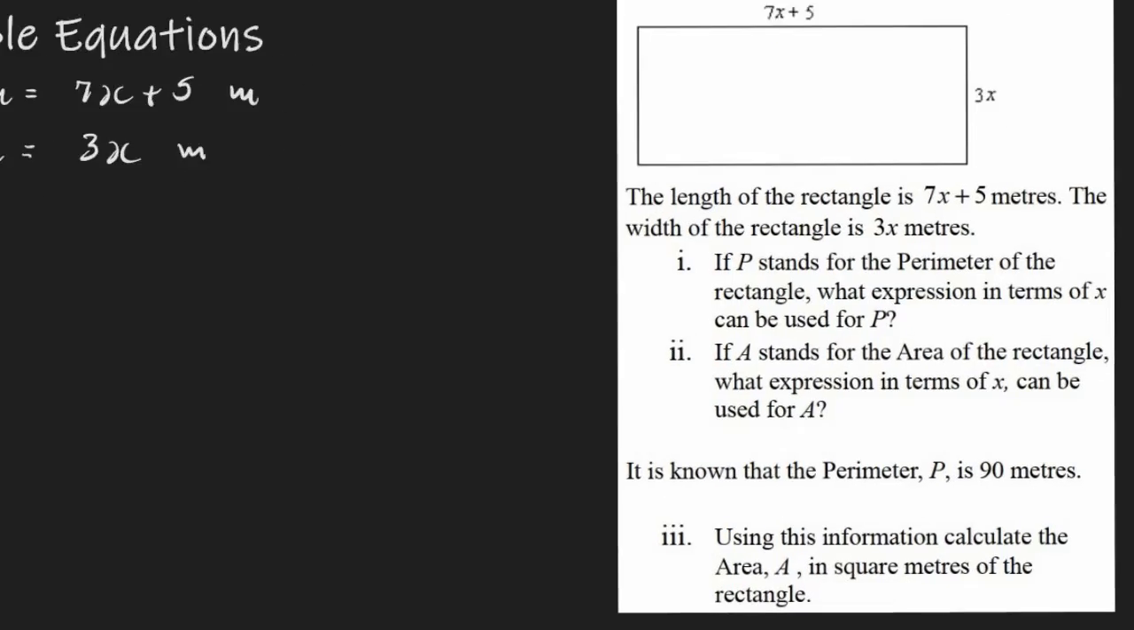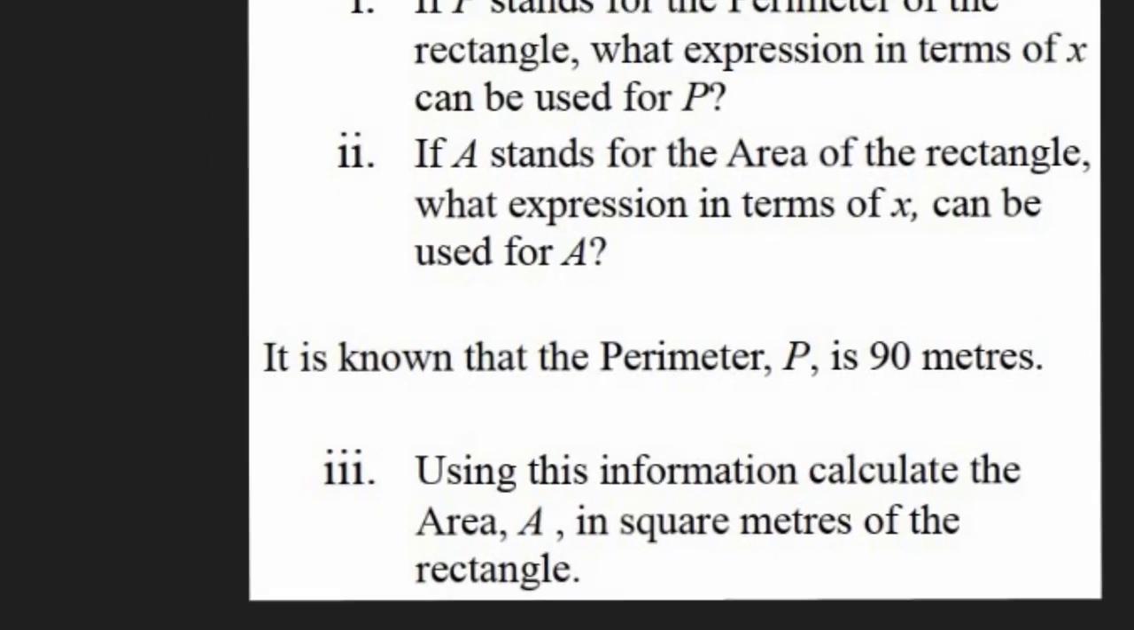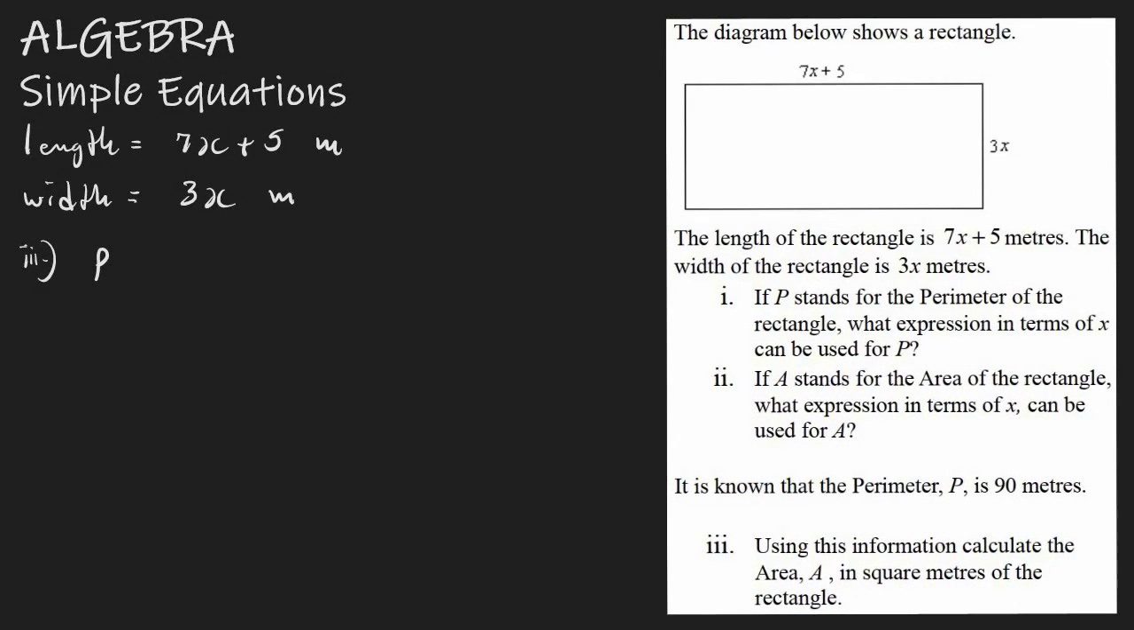Part 3 of the question. It is known that the perimeter P is equal to 90 meters. Using this information, calculate the area A in square meters of the rectangle. Well, we're given that P is equal to 90 meters. Recall, P is equal to 20x plus 10 meters. Therefore, 90 meters is equal to 20x plus 10 meters.